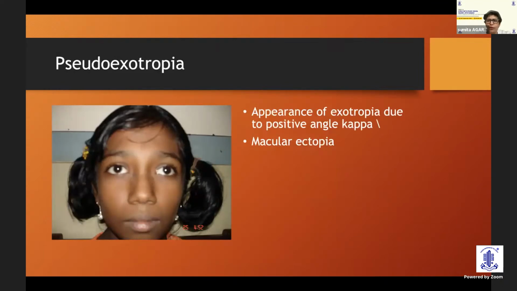However, there is a small entity here, which is called pseudoexotropia, admittedly very rare, but it's an appearance of exotropia because of a very large positive angle kappa. In this picture, I don't have the cover test pictures of this girl, but it appears as if she has left exotropia, but she doesn't, because on cover test she is orthophoric. It is very commonly because of macular ectopia, and you may see it in children who have had prematurity or retinopathy of prematurity, leading to a temporal displacement of the macula.